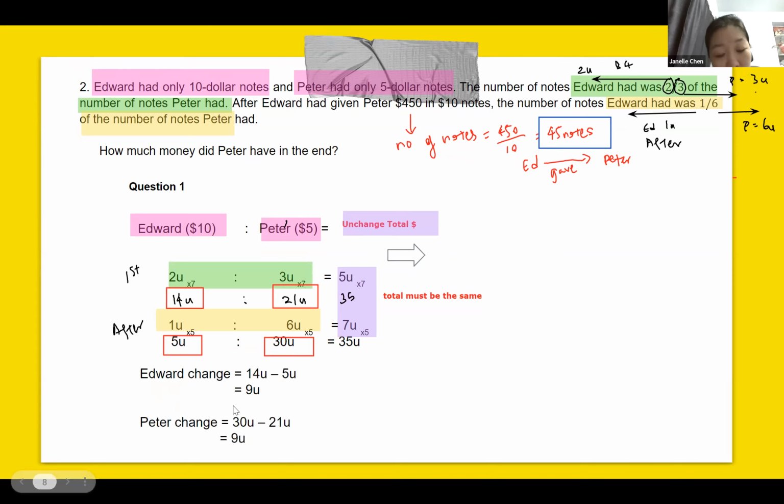Peter goes from 21 to 30, so Peter gains 9 units. And this 9 units is equal to 45 notes, which we mentioned just now. Then 1 unit is equal to 45 divided by 9. We actually get 5. So this 5 is the number of notes per unit. This is the number of notes.